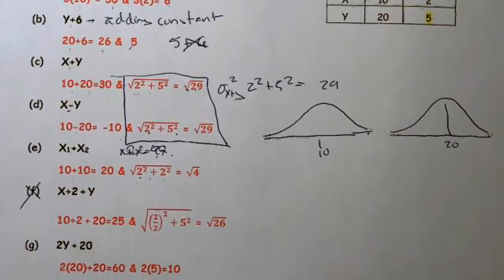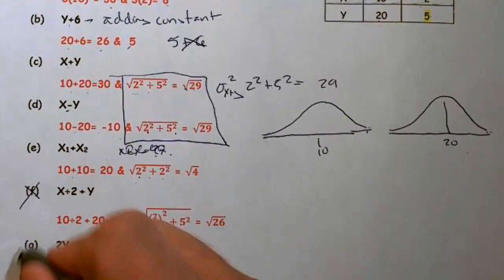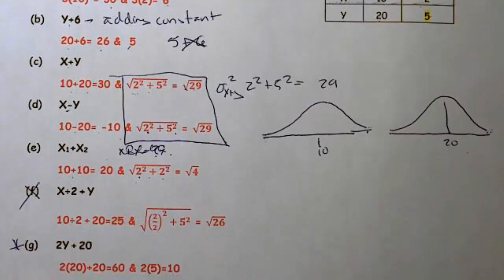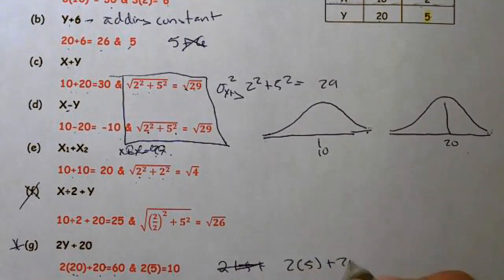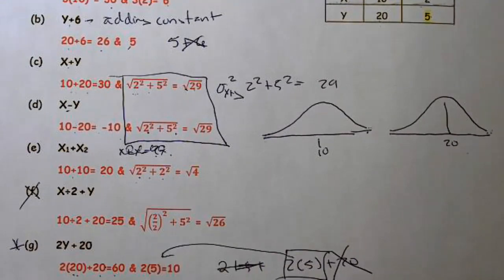And we're going to look at the last one, 2y plus 20. Put a star by this because this is the type of question they like to make multiple choice questions out of. So 2 times 20 plus 20, because I can multiply, that's not a problem, and I can add a constant, and that gives me 60. Then I go 2 times 5 plus 20. And you're like, wait a second, we can't add a constant. So this is just 2 times 5, which is the 10. Please note, can't add constants.